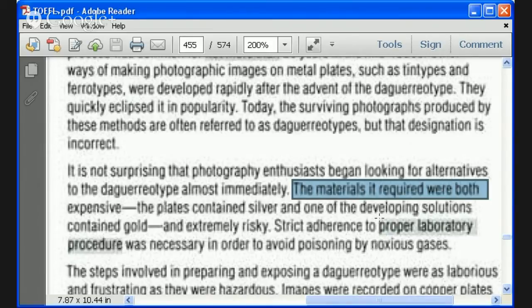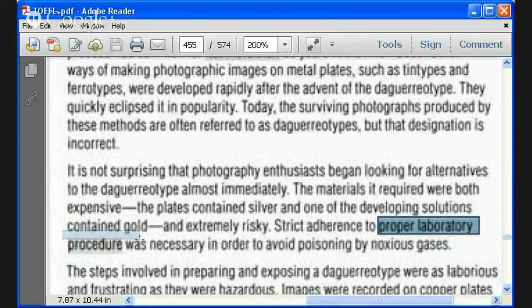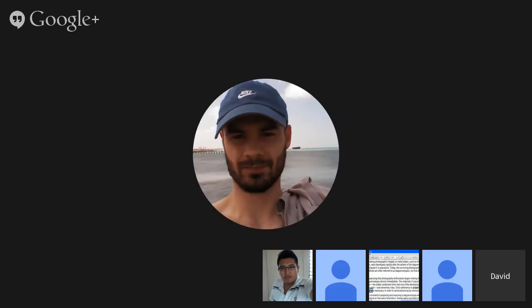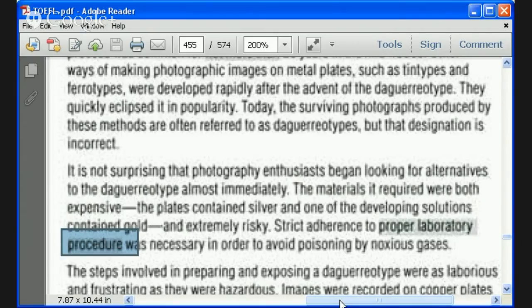Okay, so what is this phrase referring back to? Proper laboratory procedure was necessary. What is the point that he makes? He's really making two points before, but the use of proper laboratory procedure really is referring to what, David? Why are they using proper laboratory procedure? Let me see the question. Sure.